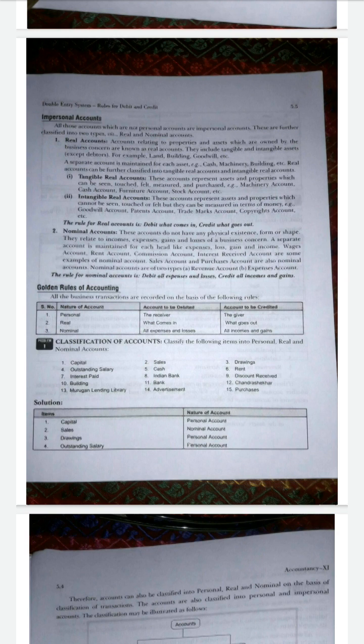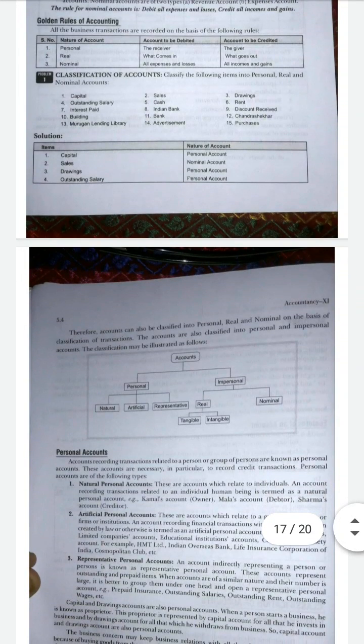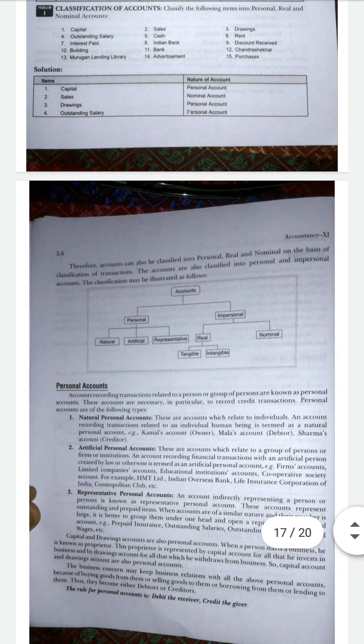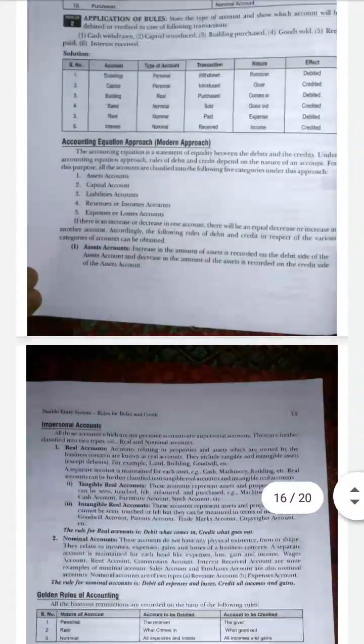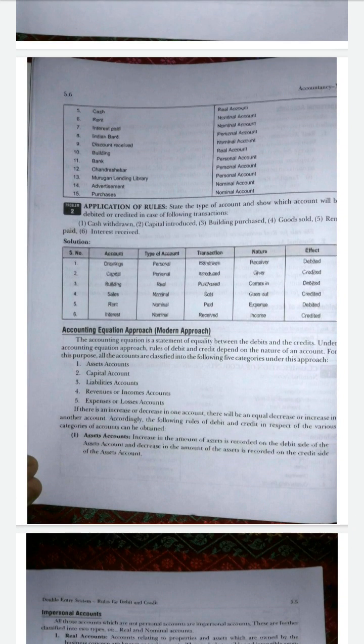Outstanding salary is coming under the personal account. I already explained, no? Outstanding salaries come under which heading? Representative personal account. So outstanding salary is also a personal account. Okay, understood? Next one is cash. Cash is a real account because it is related to properties and assets, no? So it is a real account. Okay.